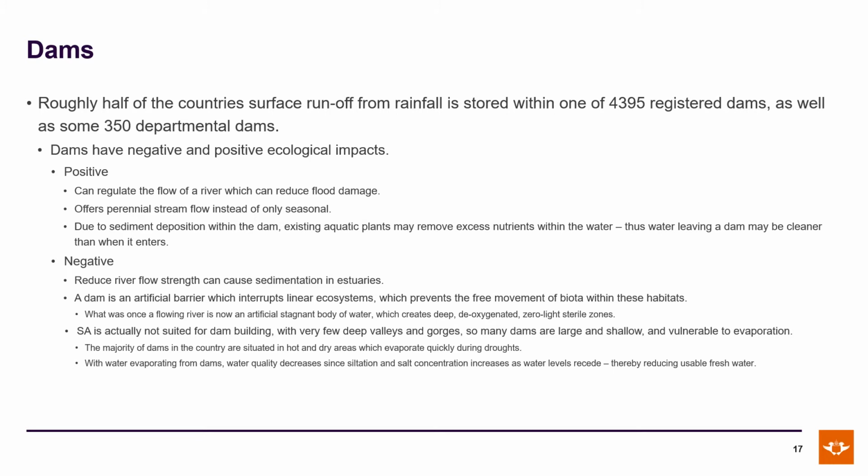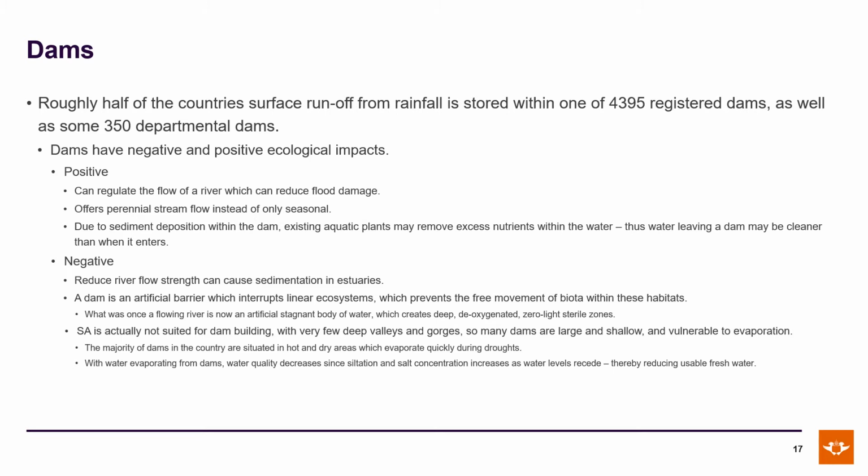However, negative impacts would be that they reduce the river flow strength, which can cause sedimentation in estuaries. Sedimentation is when clay particles and sediment particles within a river are slowed, and because they are slowed, they sink down and gradually create an ever-growing layer of sediment, and thus can clog up an estuary or a river body due to slower moving water as a result of a dam being built.